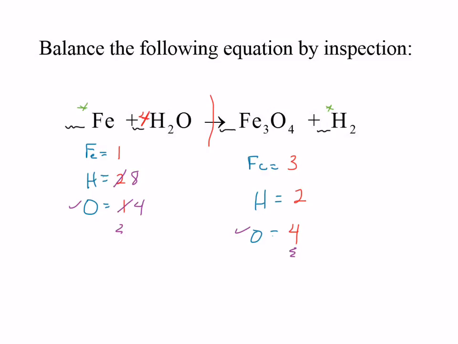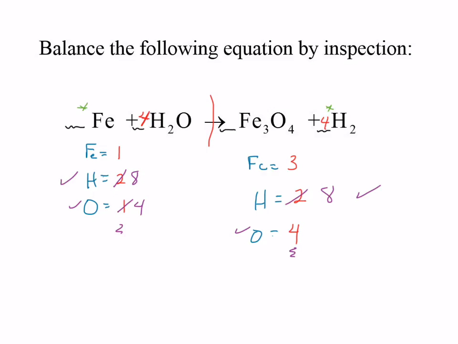Okay, so my hydrogens I'm going to fix next. I've got 8 over here and I've got 2 over there. How do I get 8 on the product side? Multiply by 4, yep. So I'm going to put a 4 here and I need to update my hydrogens. So, yep, that gave me 8, didn't it? Cool. Now my hydrogens are great.